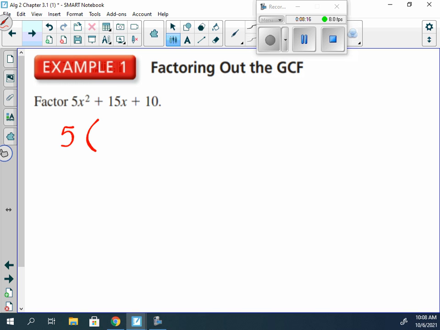Well, 5x squared divided by 5 is x squared. 15x divided by 5 is exactly 3x, because 15 divided by 5 would be 3. And lastly, 10 divided by 5 is 2. So when we factor 5 out of 5x squared plus 15x plus 10, we get 5 times x squared plus 3x plus 2.